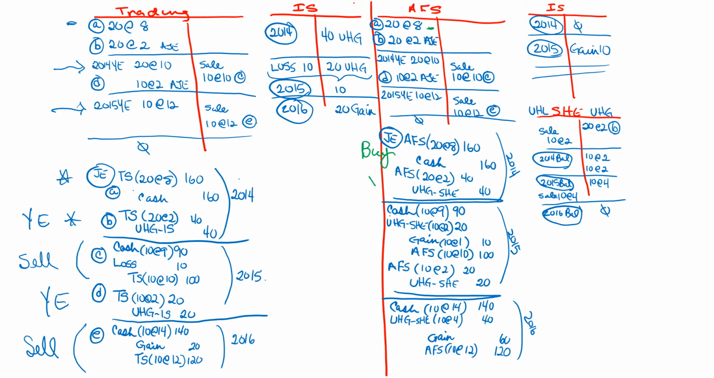At year end, we need to write it up to the fair market value at the end of the year, which is $10. So $8 versus $10 is a $2 write-up. So we'll debit AFS, 20 shares times $2, and credit unrealized holding gain, shareholders' equity, of $40. So this is where we get our unrealized holding gain of 20 shares at $2.